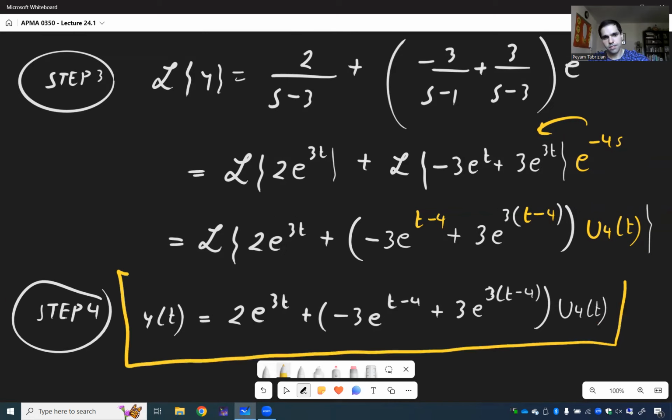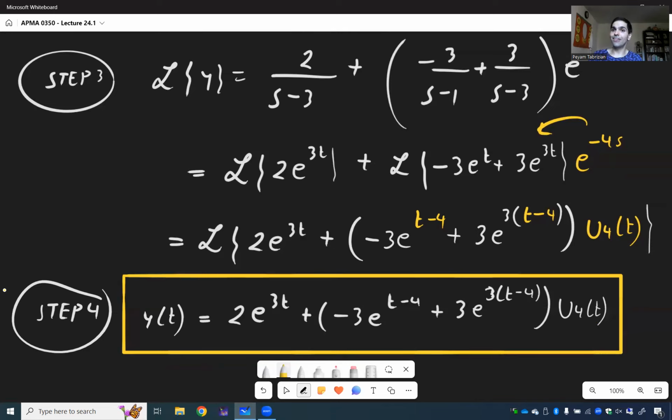Let's box this. And then we're done. So the whole point is Laplace transforms, you can really do it for any constant coefficient ODE. It doesn't even need to be second order. It could be first order as well.